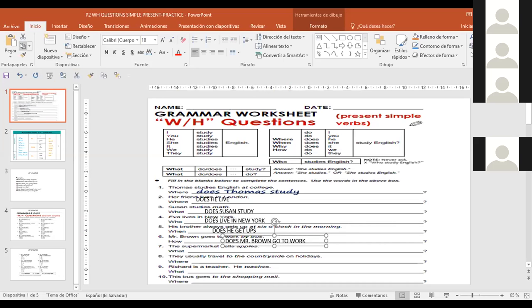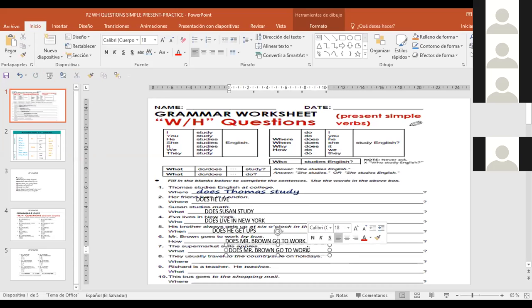Go to work. Y ahí le quito la ES al go porque ya tengo el auxiliar does, ¿verdad? That's it. Okay, number seven. Number seven says the supermarket sells apples. Y luego la WH word dice what? What do? Y el supermarket, ¿qué pronombre es? Es. What does? It. Ajá, very good.